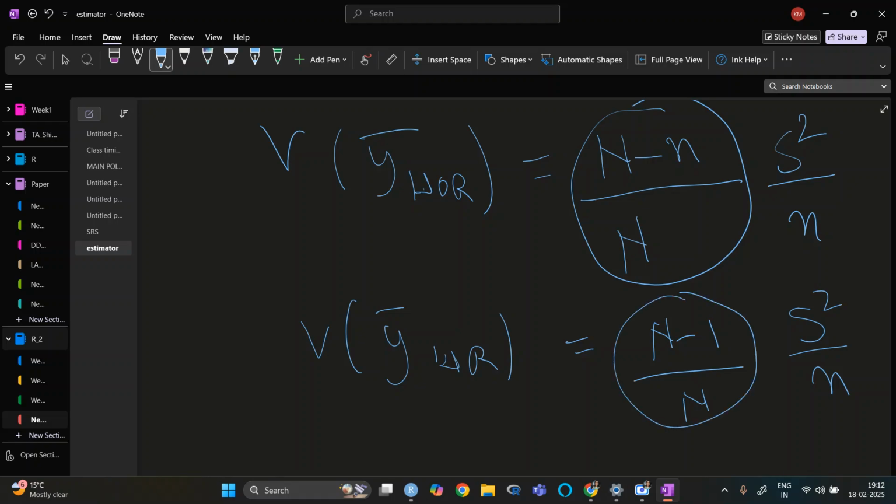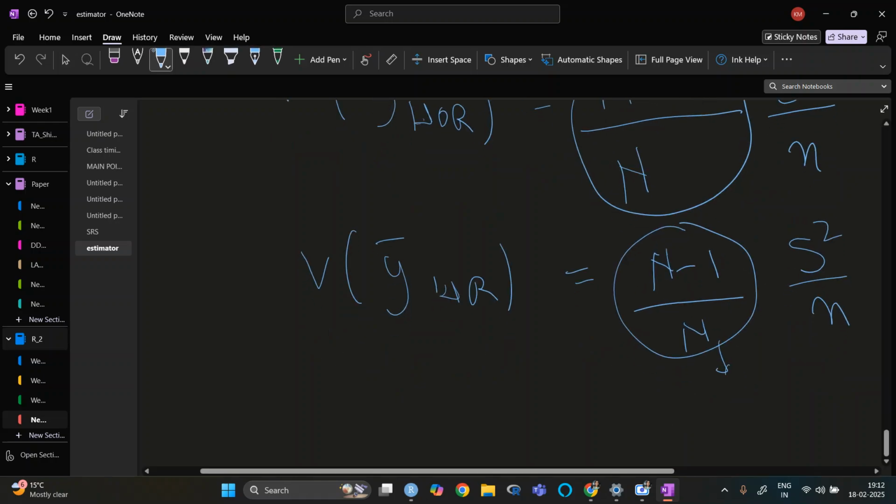Now, if the population size is increasing, then both these values will reach 1. So what I'm saying is, let's say the population value is 1 lakh or 10 lakh, and we are taking very small samples, let's say 10 or 1000. So if it is 1 lakh, then it is basically 1 lakh minus 1 divided by 1 lakh, so it is near about 1.